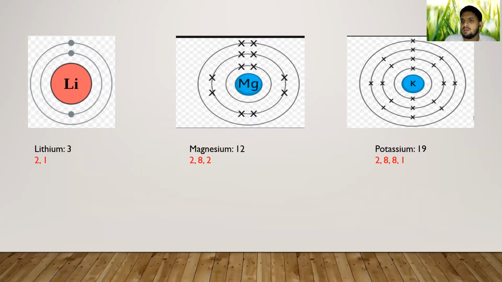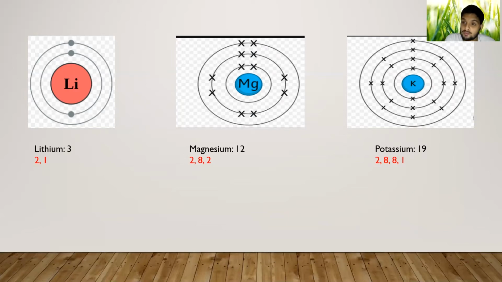I don't know, three examples: lithium, magnesium, and potassium. Okay, so these are the shells. These circles are the electron shells or the electronic shells. And these circles are the ones that we circle and the crosses are the representations of the electrons present.